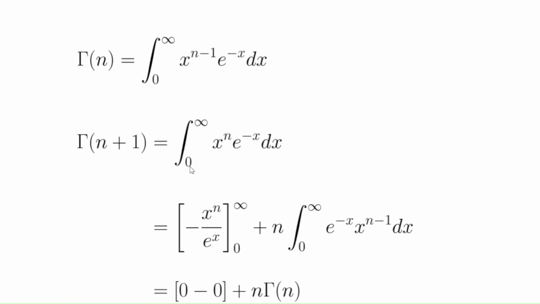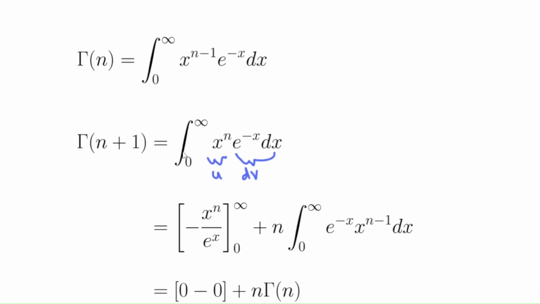So gamma of n plus 1 is the integral from 0 to infinity of x to the n times e to the minus x dx. Now, how do we evaluate this integral? Well, we're going to use integration by parts. We will let u be this x to the n, and dv will be e to the negative x dx.